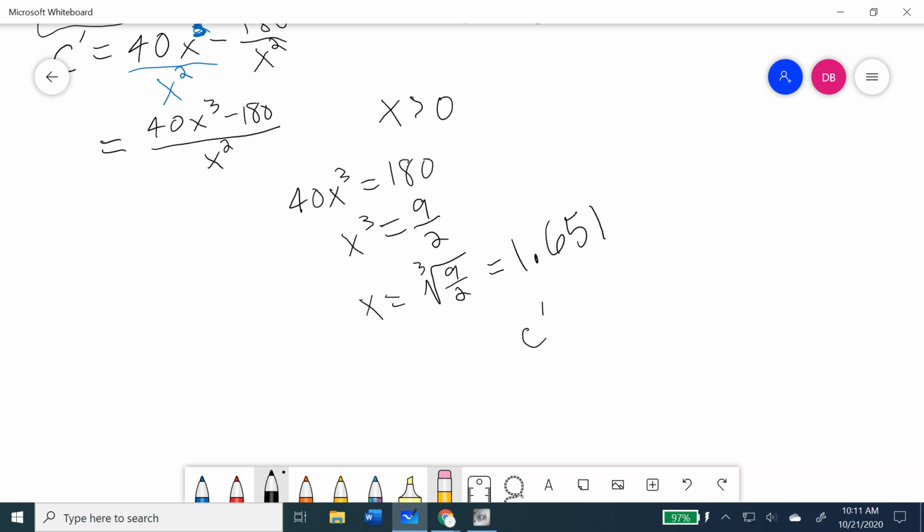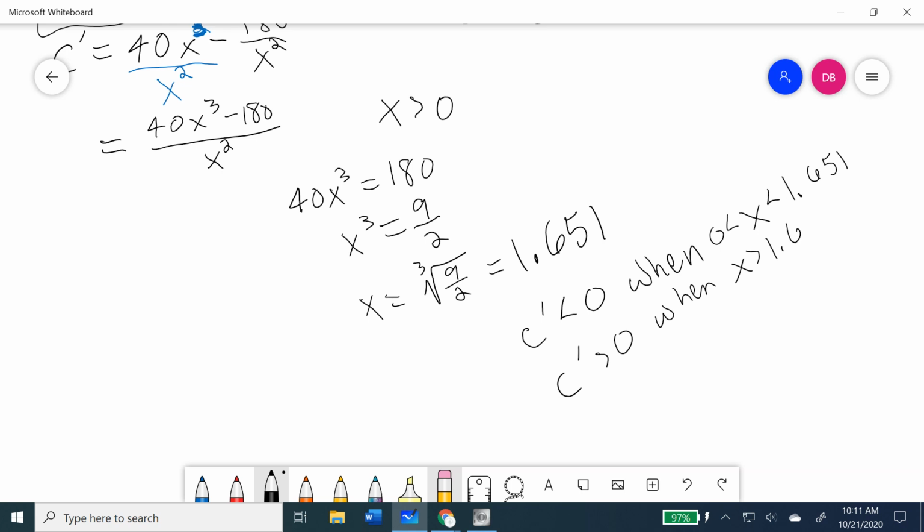hold on a second, let me think. We're trying to find the minimum cost, is negative when x is positive but less than that critical number, and positive when x is greater than that critical number. That would be the justification.